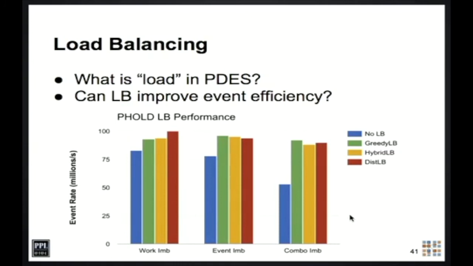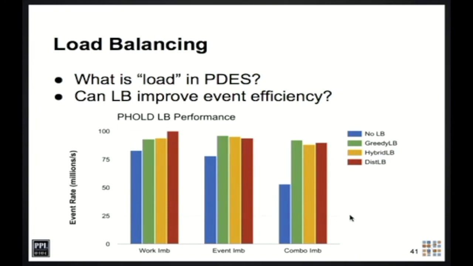So here we're plotting the event rate. So again, higher being better. And we see we have in blue the no load balancing case, which is the same as we saw in the last plot. So around 73 million events per second. 83 million events per second, 78 million events per second, and 53 million events per second.